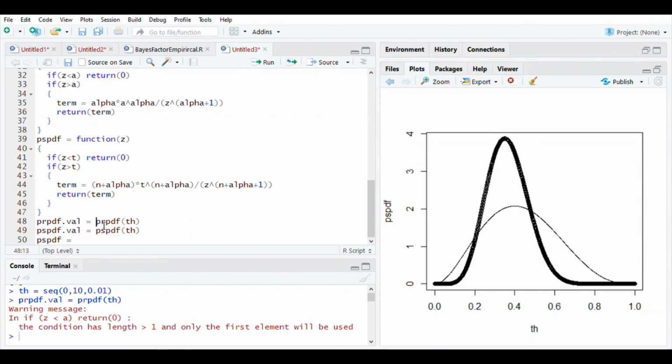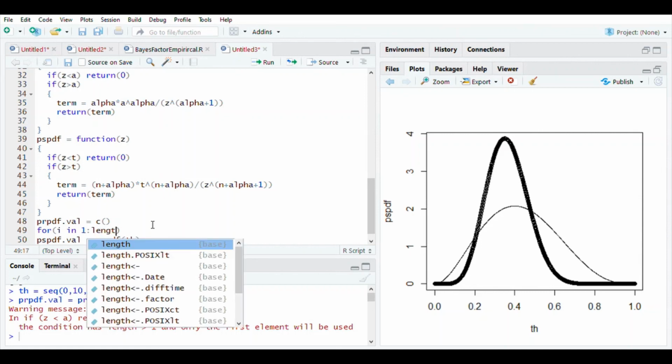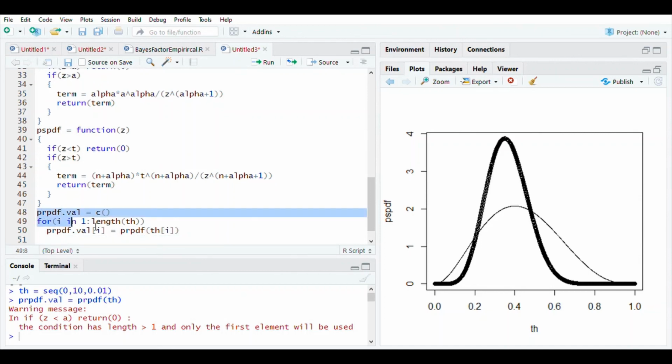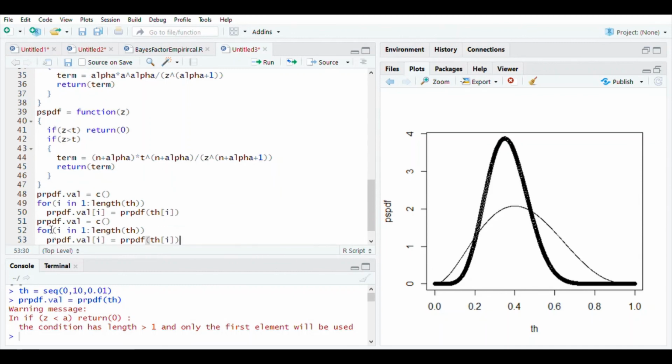So what I'll have to do is create a vector, and then for i in 1 to length of th, the PR PDF dot val i, that is the ith element in this vector, is nothing but the prior PDF with the argument as the ith value in the vector th, and repeat this for the PS PDF dot val also. So Control C, Control V helps a lot. That is the best invention in computer science. You might be thinking, and I agree with you.